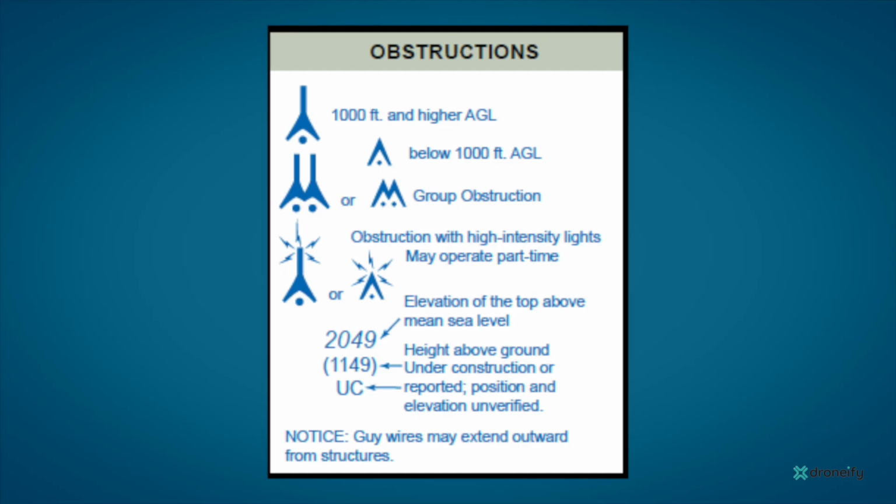AGL, on the other hand, refers to the height above the ground level in that location. AGL is an important reference for drone pilots because they operate at low altitudes and need to maintain a safe distance from the ground and other obstacles. When planning a drone flight, it is important for pilots to consider both MSL and AGL in order to ensure compliance with FAA regulations and maintain safe operations.